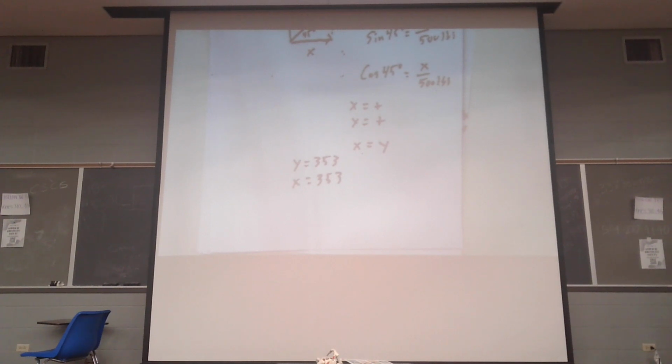Angle of 80 degrees, okay, not quite to 90. Still in quadrant 1, x is still going to be positive, y is still going to be positive, but I know my y has got to be greater than my x. It's more steep than across. Make sense?